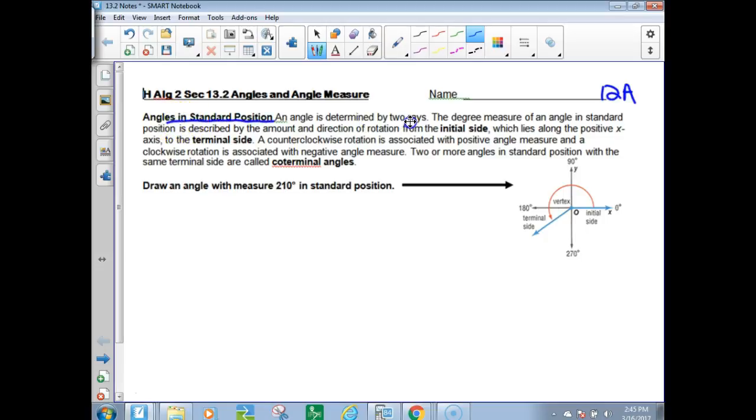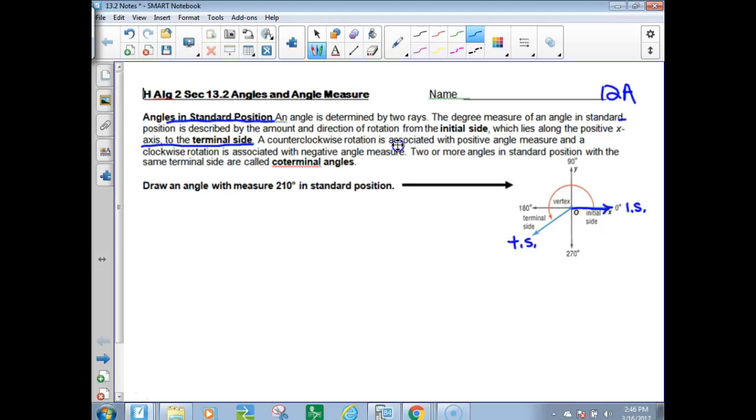An angle is determined by two rays, which you should have learned back in geometry. The first ray for our angles in standard position will be called the initial side, and it will always be the positive x-axis. The degree measure of an angle in standard position is described by the amount and direction of rotation from the initial side, which lies along the positive x-axis, to the terminal side. So this is your initial side. I'm going to label it IS, and this would be your terminal side, TS.